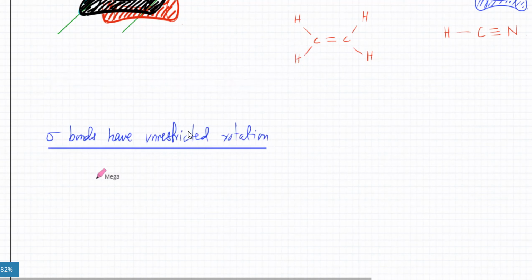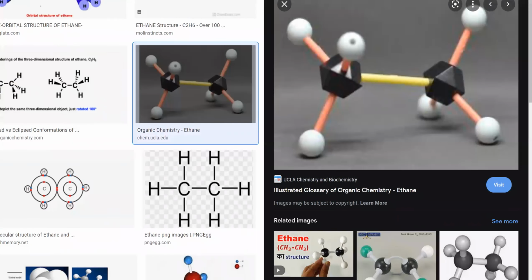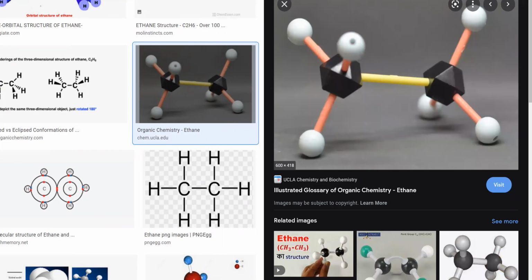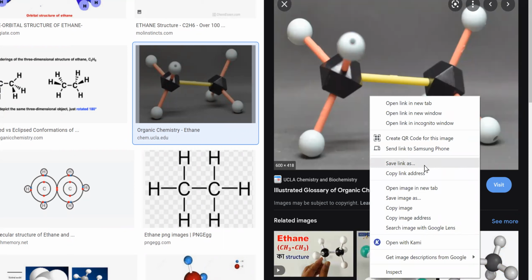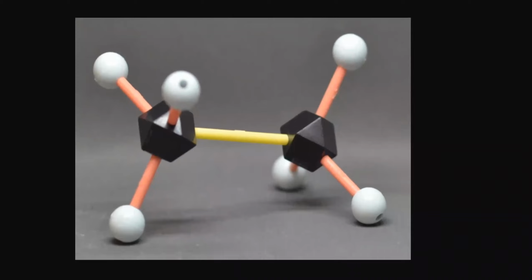Now think of a molecule, and this is a three-dimensional drawing. Let me see if I can find a three-dimensional model structure of ethane. Just a second. If you look over here, this is what an ethane molecule looks like, right? This is the sigma bond. All of them are sigma bonds. I'm actually more interested in the middle one.